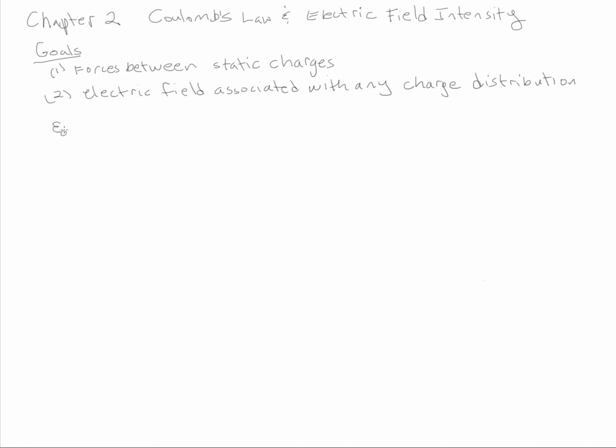One is the permittivity of free space, represented by epsilon 0 or naught. And you should just memorize this one: 8.854 times 10 to the minus 12 farads per meter.